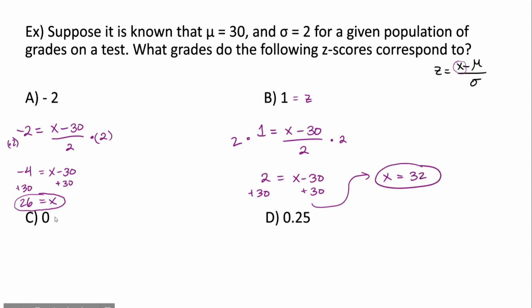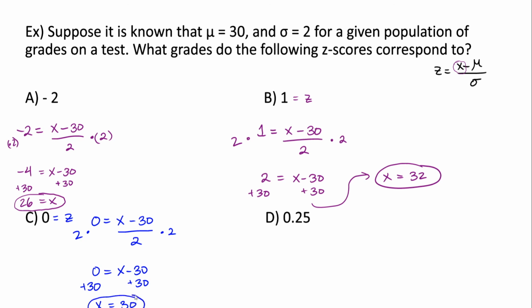Now for part C, we're being told 0 is equal to z. So we'll plug all of this into our formula. 0 is equal to x minus 30 divided by 2, our mean and standard deviation. Same thing, we want to get rid of the division by 2, so we multiply both sides by the denominator. 2 times 0 is 0, so 0 is equal to x minus 30. We add 30 to both sides, and we get x is equal to 30. Which makes sense, because if we remember from one of the last examples, the z-score of the mean is always going to be 0, and our mean in this case is 30.